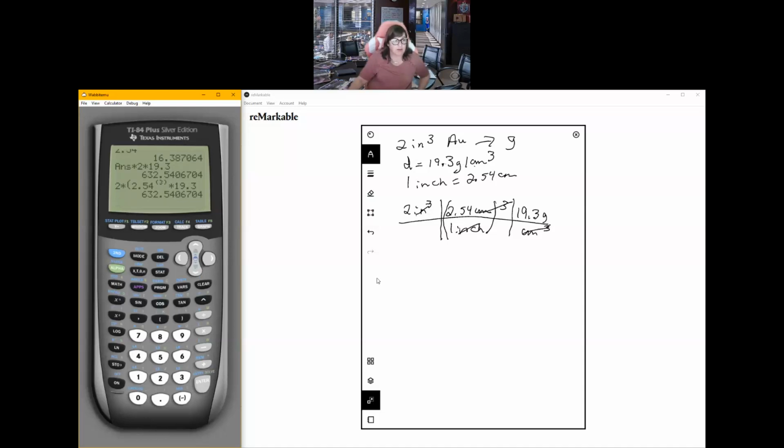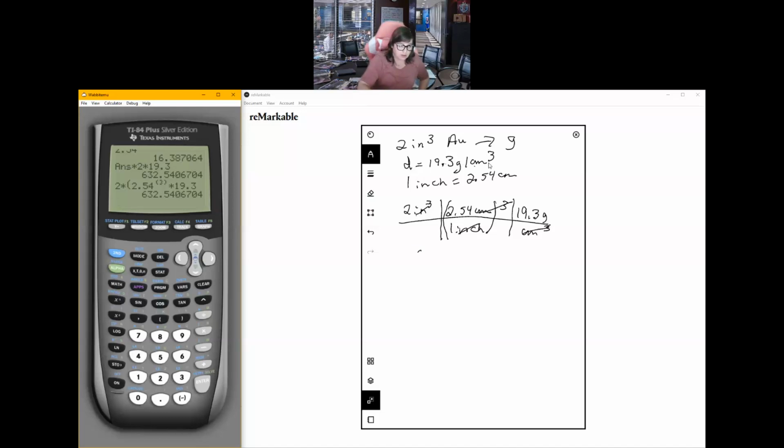6.32540674 blah, blah, blah. It's a big number. How many significant digits do I have? Interesting. This number that they gave me is 1 sig fig. This number that they gave me is a conversion factor and therefore is infinitely significant. So I'm limited to 1 sig fig in my answer. So how am I going to write this as 1 sig fig?